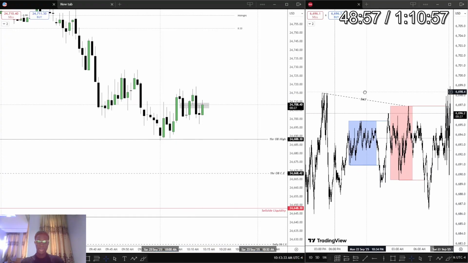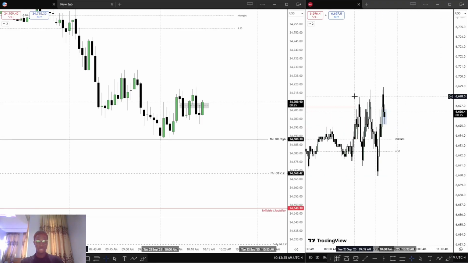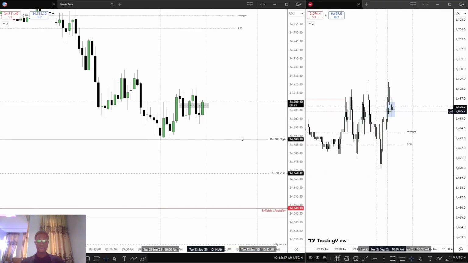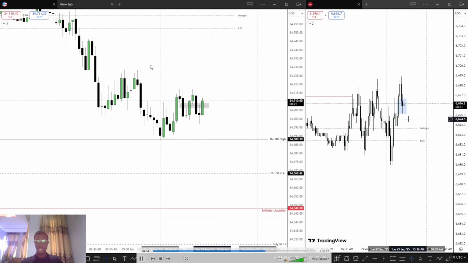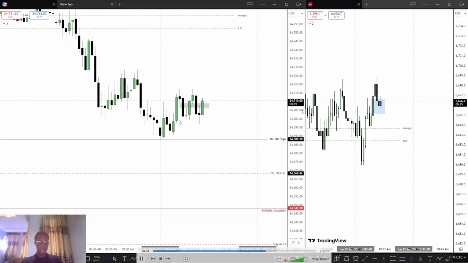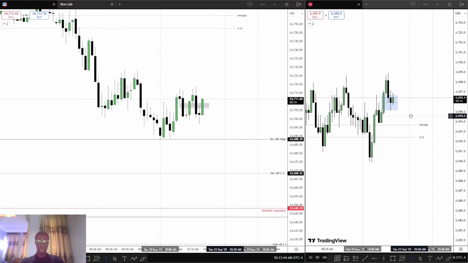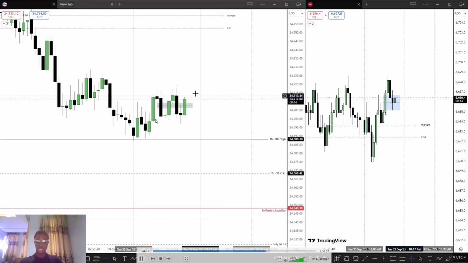Yeah, so you can see there we ended up still pushing to the upside. Though this was the beginning of price choppiness, I don't know why price was really choppy today, but this was the beginning of when price started being choppy, right?